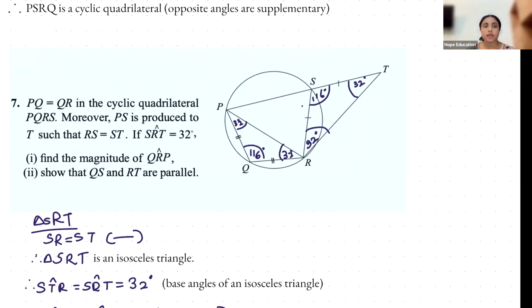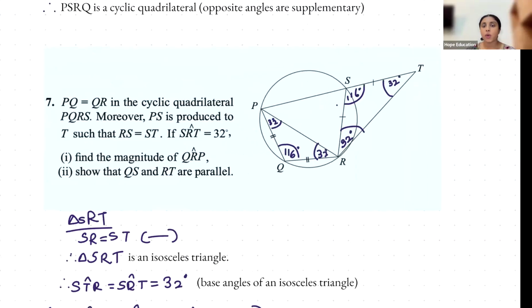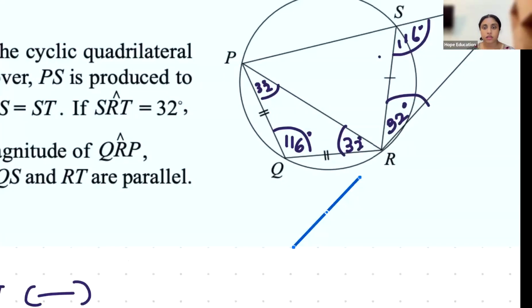Okay. They're asking us to show that QS and RT are parallel, but there is no QS line, so we will have to construct a QS line.